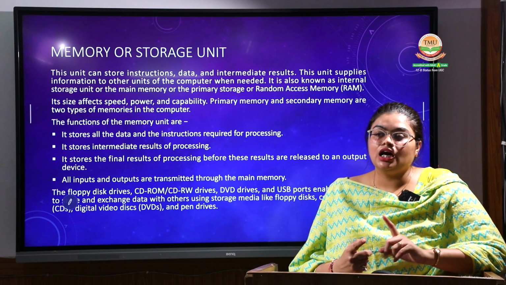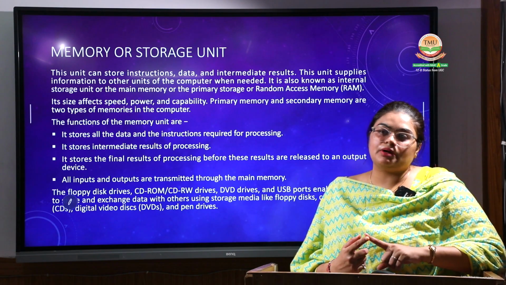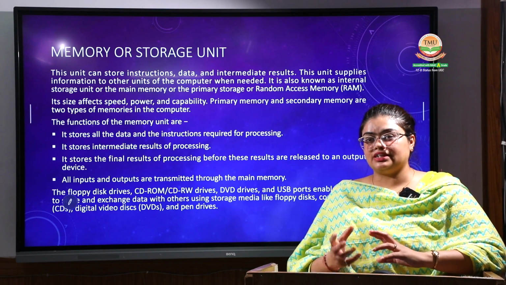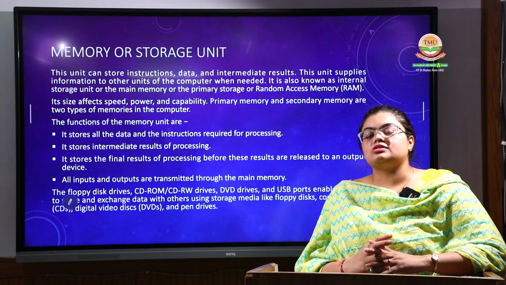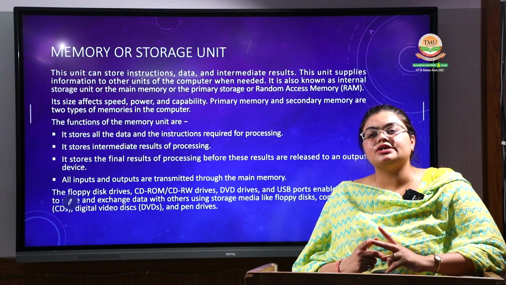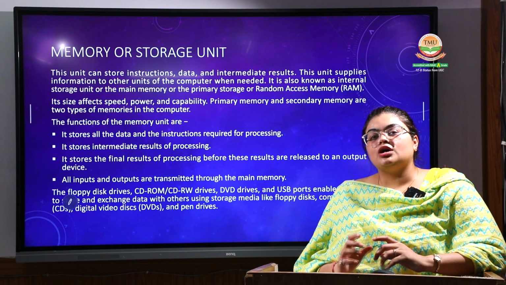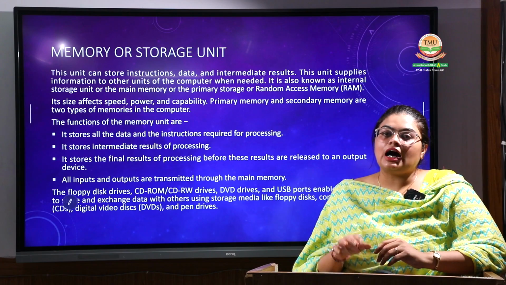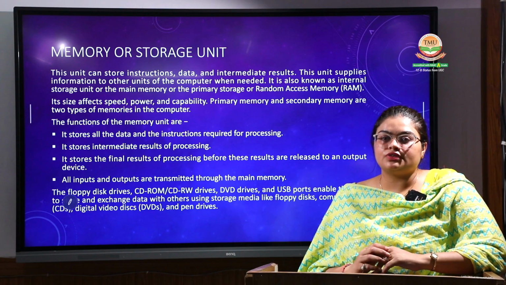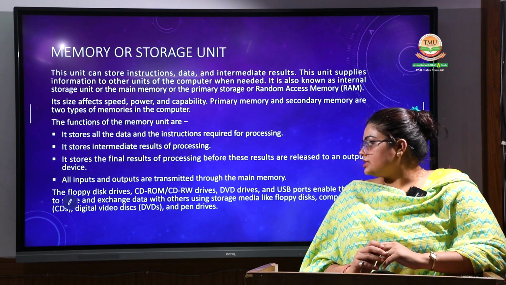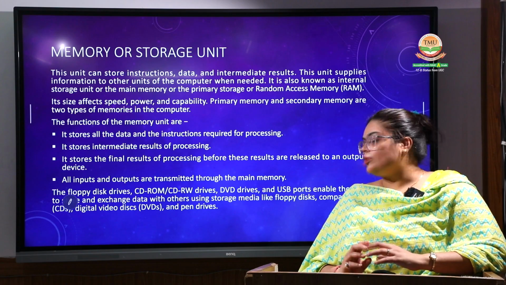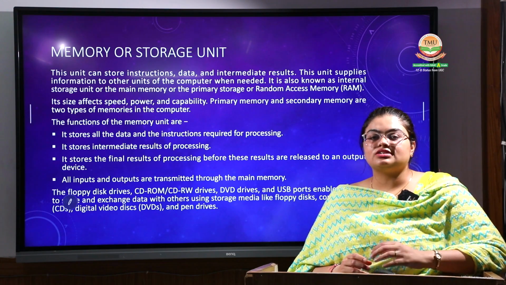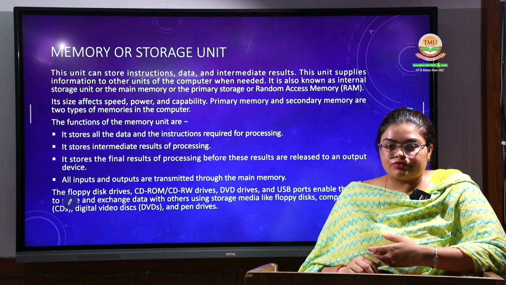Primary memory is a memory which is volatile in nature, or we can say it is basically inbuilt in the central processing unit. But secondary memory is the memory which has its own storage area, or we can say it is the external memory outside the central processing unit. The floppy disk, CD-ROMs, DVD drives, USB port, pen drives, all these come under the secondary memory.